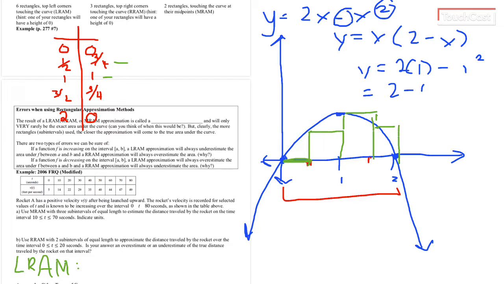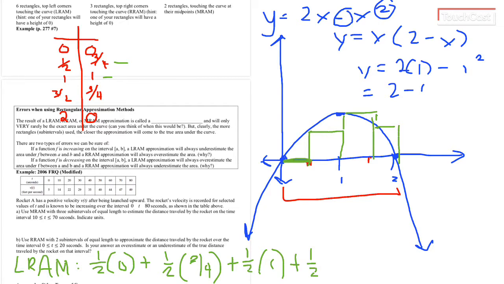Every rectangle has a width of 1/2, so I'm going to multiply 1/2 times the first height, which is 0, plus 1/2 times the second height, 3/4, plus 1/2 times 1, plus 1/2 times the next rectangle's height of 3. That last rectangle has a height of 3/4. So I have lots of options about how to simplify that expression. I've been asked to compute it without a calculator.